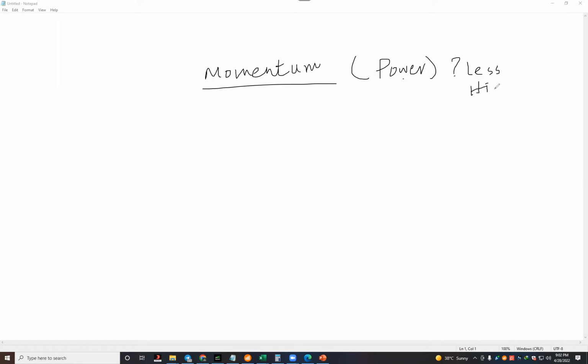Now, the momentum. We need to understand it. What is momentum? Is it power? Yes. Momentum is power, but it does not say whether it's less power or high power. Both less and high we can count in momentum, right?